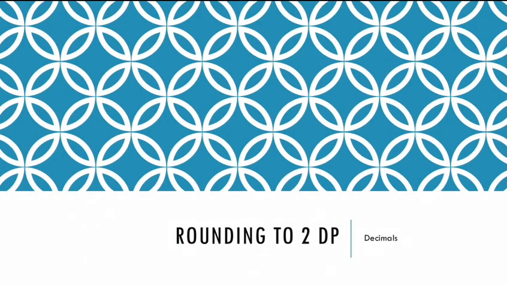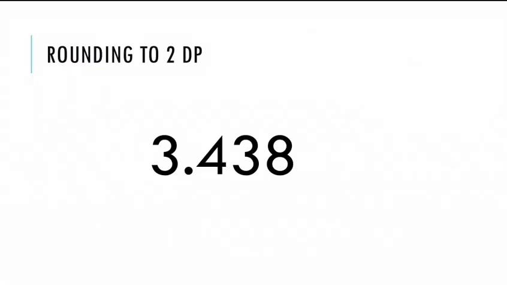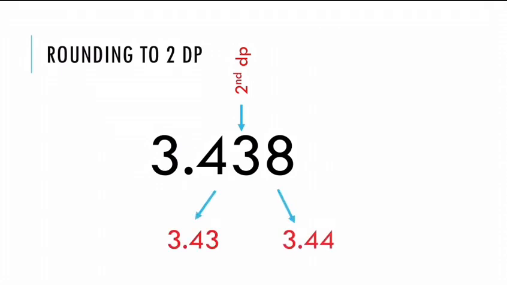Okay, let's move on to rounding to 2 decimal places and more than 2 decimal places. So let's look at the number 3.438. Because we are being asked to round to 2 decimal places, I'm going to identify the second decimal place, which is the 3. So I want to identify the 2 numbers that lie on either side of this number. This time I want to identify the 2 numbers that have 2 decimal places. So it's going to be 3.43 and 3.44.